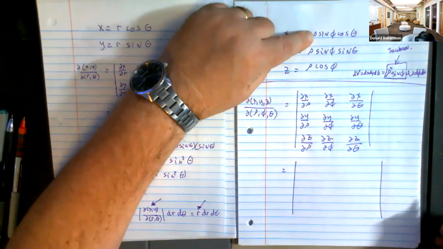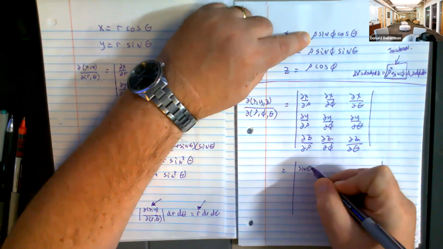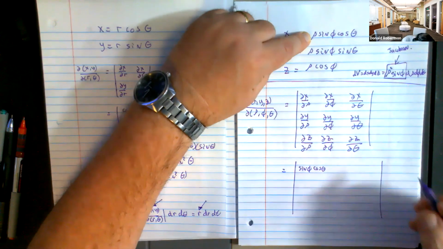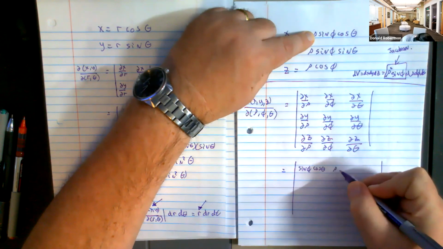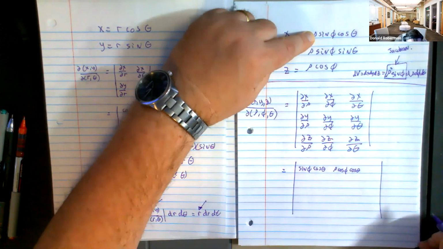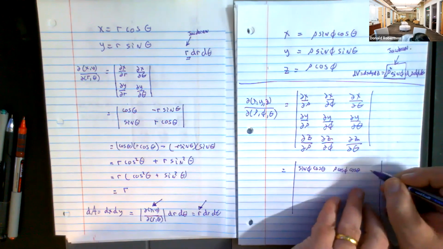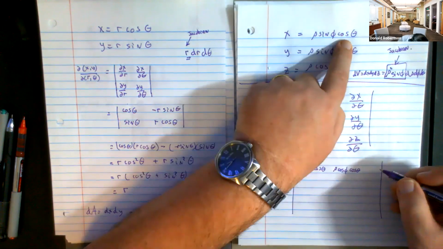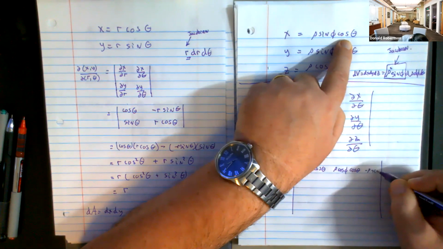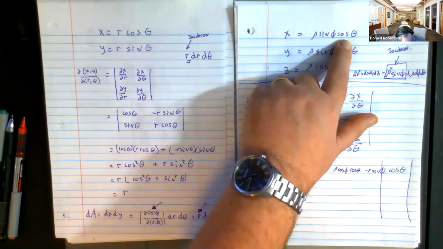Okay, if you differentiate this with respect to rho, you get sine phi cosine theta. If you differentiate it with respect to phi, you get rho cosine phi cosine theta. And if you differentiate it with respect to theta, I should have planned ahead, shouldn't I? With respect to theta, you are going to get negative rho sine phi cosine theta over here.